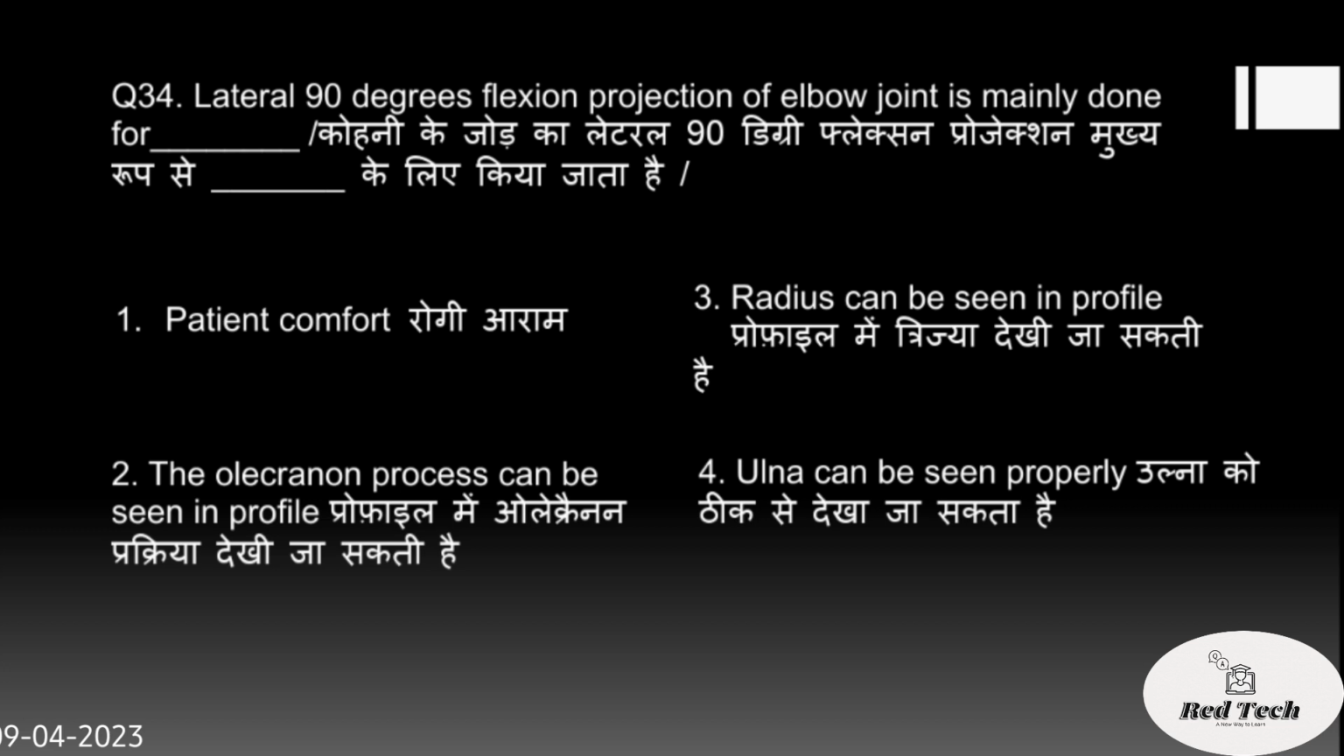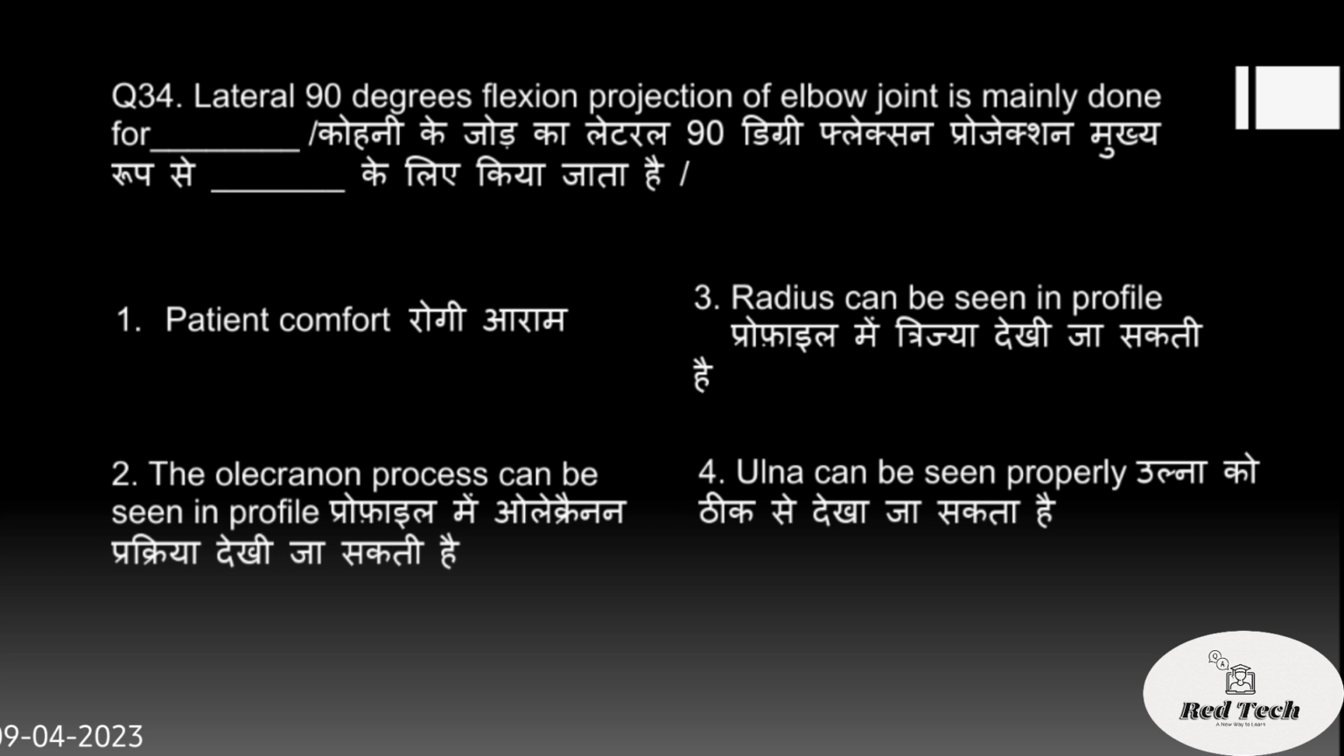Question number 34. Lateral 90-degree flexion projection of the elbow joint is mainly done for. Why do we do the 90-degree flexion projection of the elbow joint, for which body part do we have to do this projection? Option number 1 is patient comfort. Option 2 is the olecranon process can be seen in profile. Option 3 is the radius can be seen in profile. Option 4 is the ulna can be seen properly.